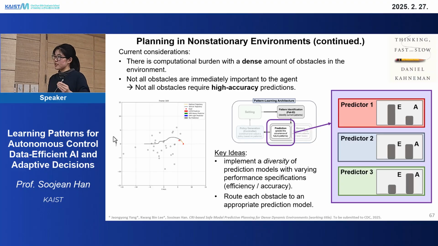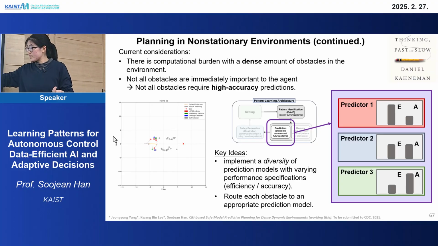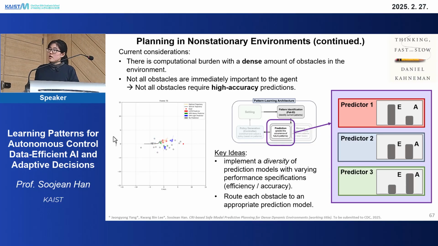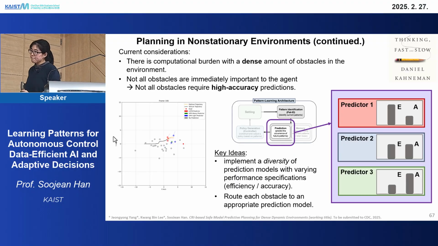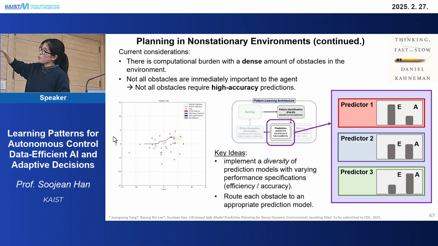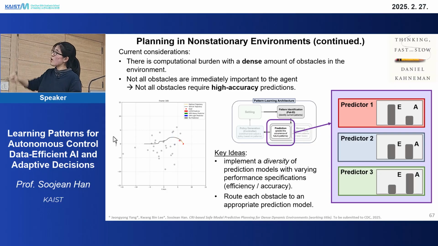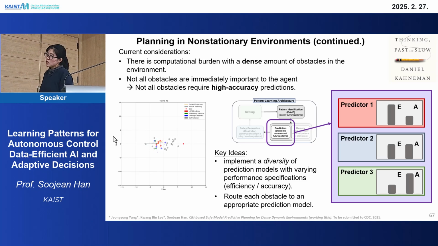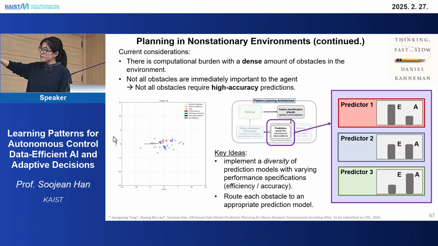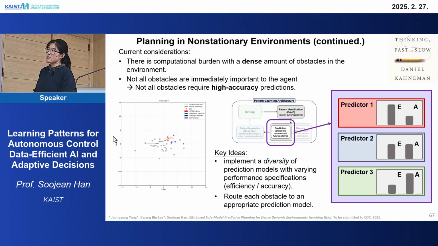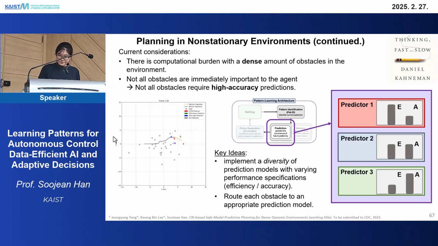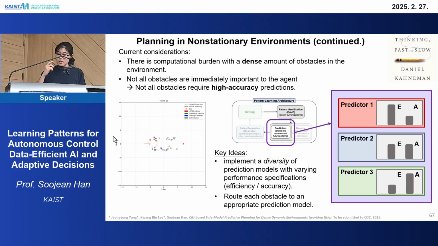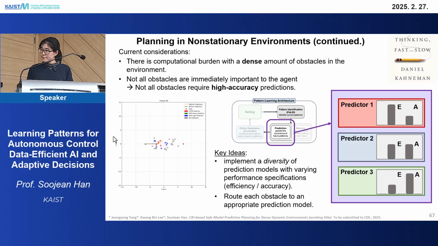with varying performance specifications. This is again an efficiency accuracy trade-off similar to what we observed back in part 2, where I talked about anti-redundant distributed data gathering. Here, for example, we have predictor 1, which might have high efficiency at the risk of low accuracy. The faster you compute a prediction, the lower the accuracy might be. Whereas if you're interested in computing a very accurate prediction, then your efficiency might be low because it will take significantly more time and energy. And of course, we need to route each obstacle to an appropriate prediction model. So that's also something that we've developed as an algorithm.